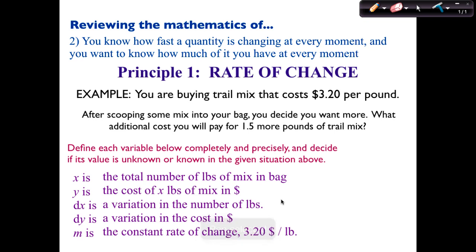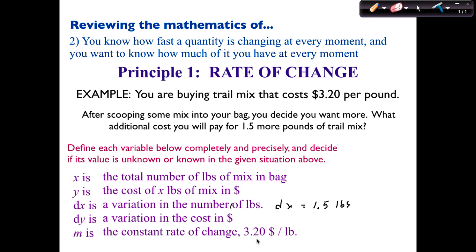Known? And what is it? So right now, dx is, for this situation, 1.5 pounds. Okay? dy, known or unknown? All right, let's come back to that. M, constant rate of change, known or unknown? Known, okay? So I'm writing it right there, 3.2.